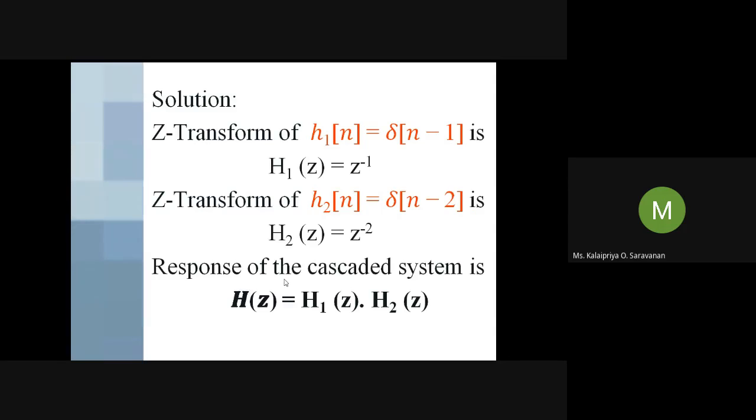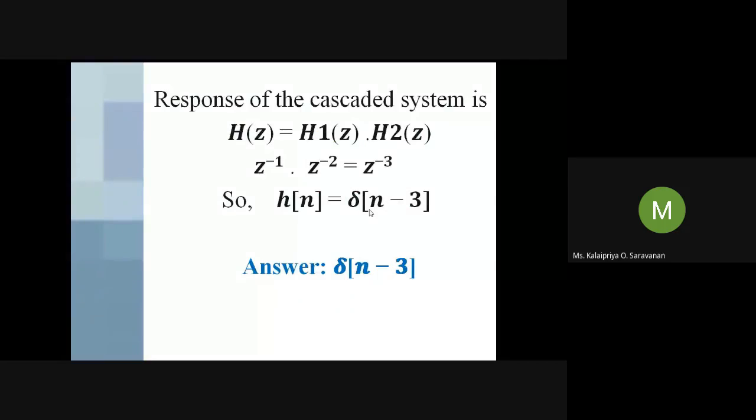So this is given that it is a cascaded system. Cascaded system means the transfer functions are multiplied together. So the overall transfer function could be written as H(z) = H1(z) into H2(z). Multiplying these both, you will get z power minus 1 into z power minus 2, which is nothing but z power minus 3.